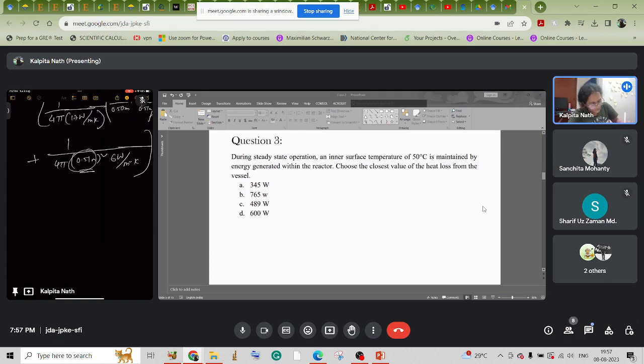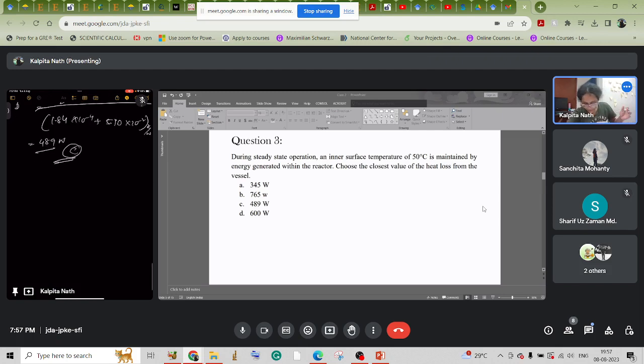Okay, so if we solve this, we'll get 25 degrees Celsius over 1.84 into 10 to the power minus 4 plus 5.10 into 10 to the power minus 2 Kelvin per watt. This is 489 watt. This is option number C. Okay, now let's proceed to question number 4.